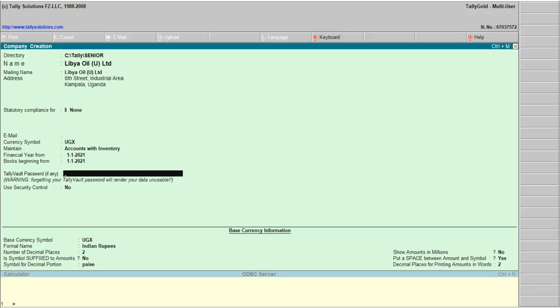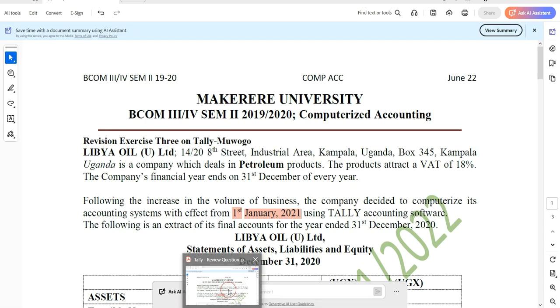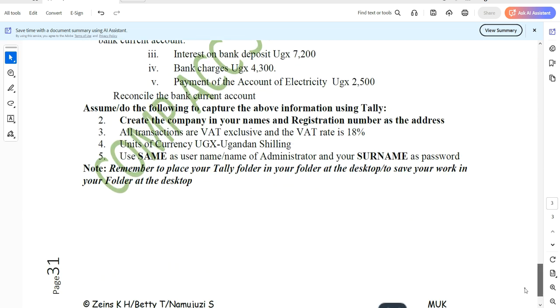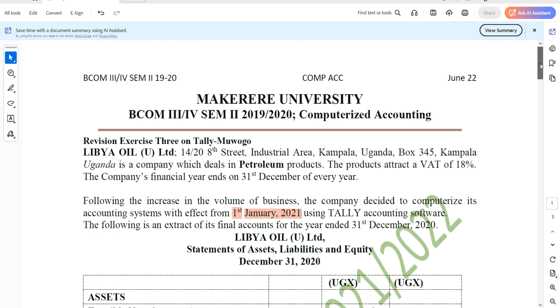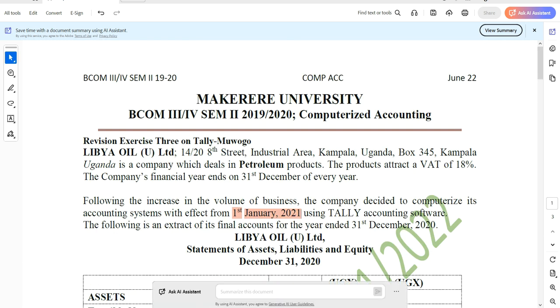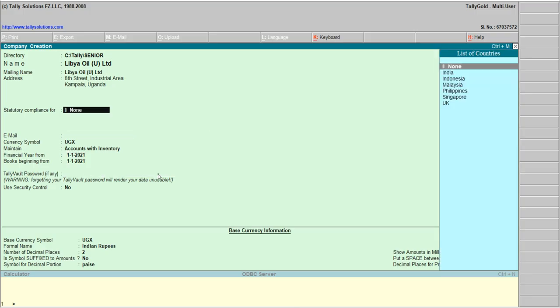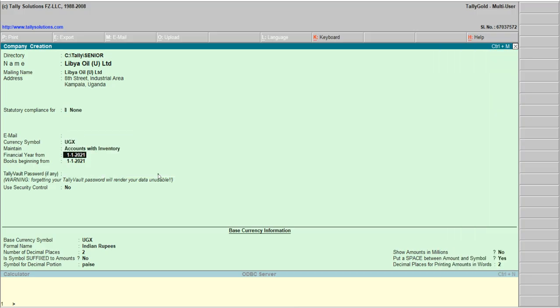Password, in the question you've been told to use same as your username, name of administrator, and your surname as the password. Your surname as the password. Okay, let me put senior as my password. Caps on senior. You see, senior. Enter. Then you'll be required to repeat the same password. Use security control. No.